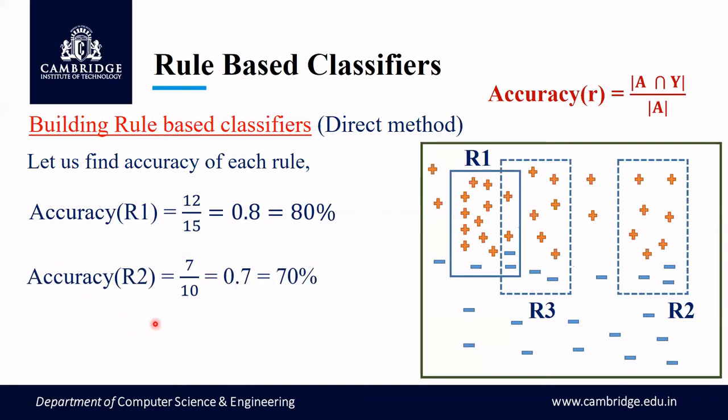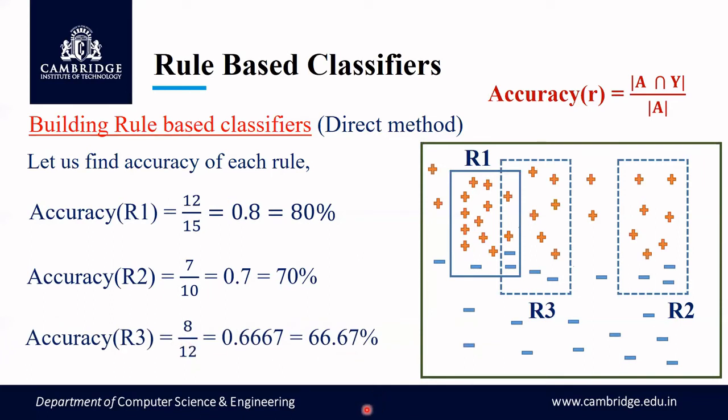Similarly, find the accuracy for R3. What happens when you find the accuracy for R3? So R3 says 8 positive examples, 4 negative examples. So the numerator value will be 8, the denominator value should be 12, right? So the accuracy of R3 is what? 66.67%. So these are the accuracies of the 3 rules given in the pictorial representation here.